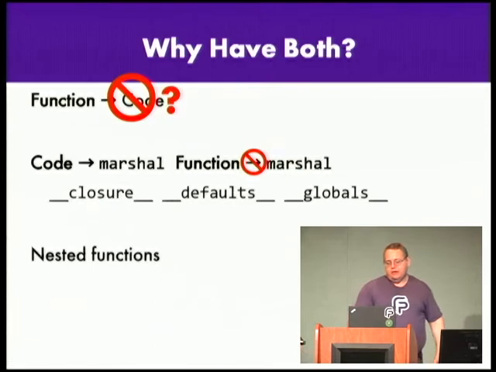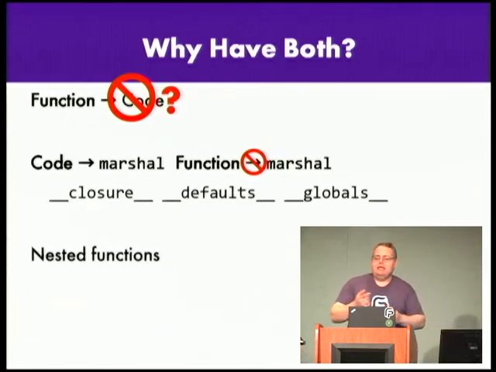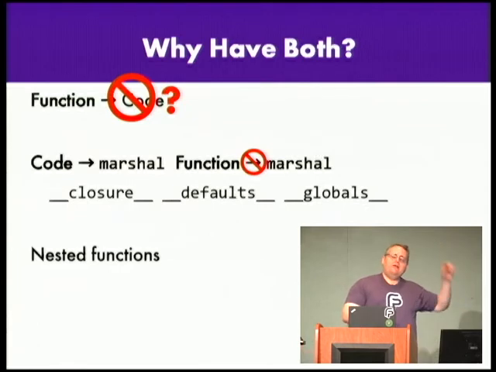I asked Guido about this the other day, because he's here. And he said this predates having marshal and predates having pyc files. And the reason for it is because of nested functions. Remember our foo and bar. Every time that you run foo, you're going to create a new instance of the function object that represents bar.